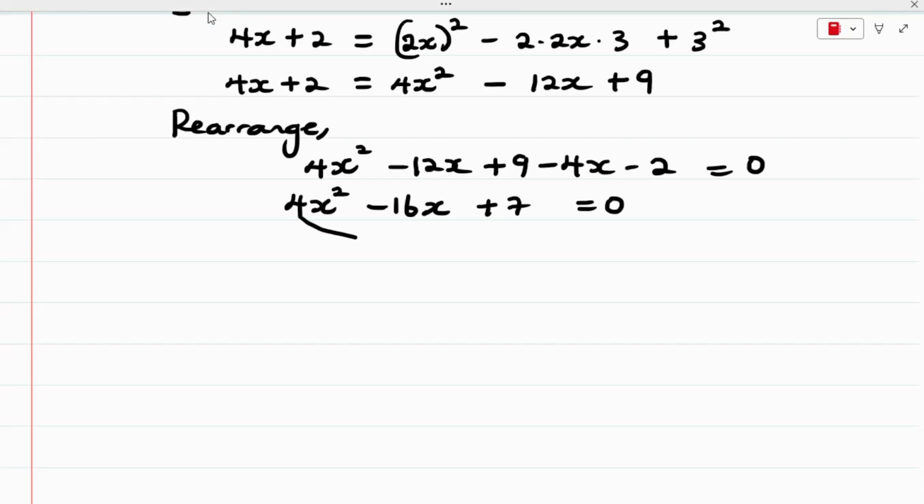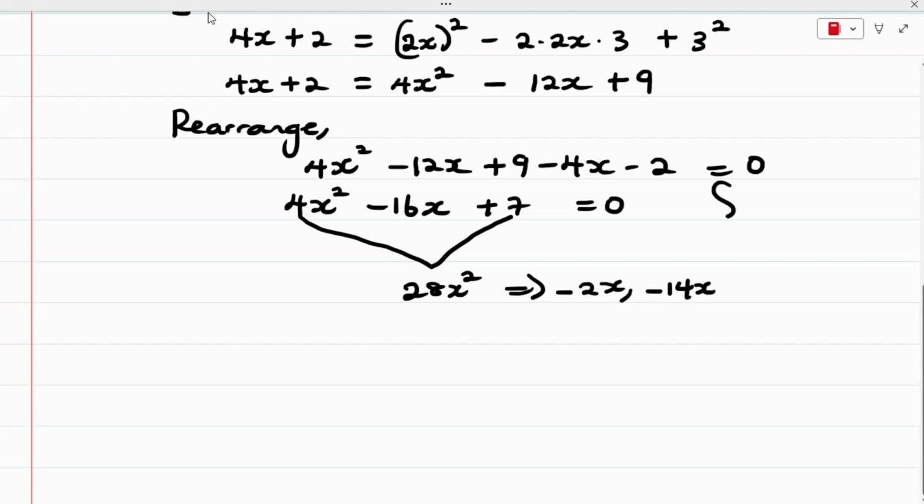So if we take the first and the last and multiply them, 4x squared multiply 7, this is going to give us 28x squared. So you want to think of a number that when you multiply those two numbers, it's going to give us 28x squared, and when you add or subtract that number, it's going to give us minus 16x. And those two numbers that come to mind are minus 2x and what? Minus 14x.